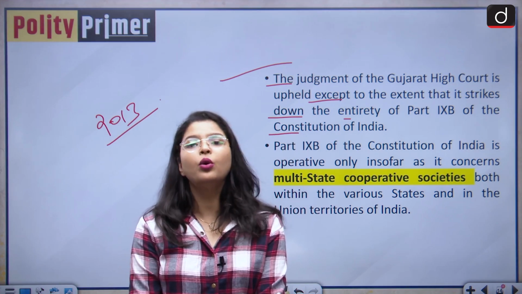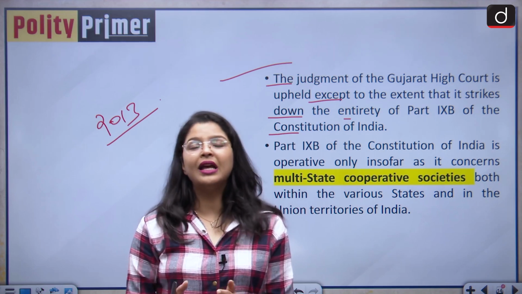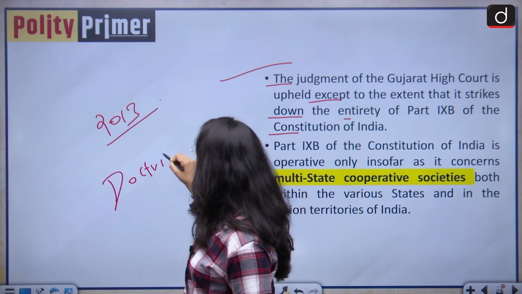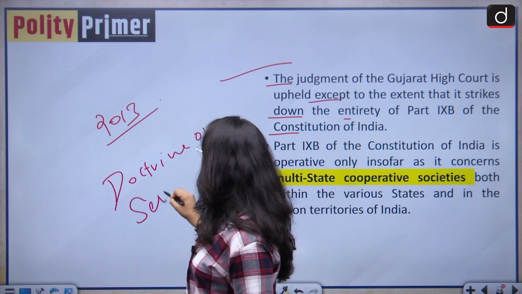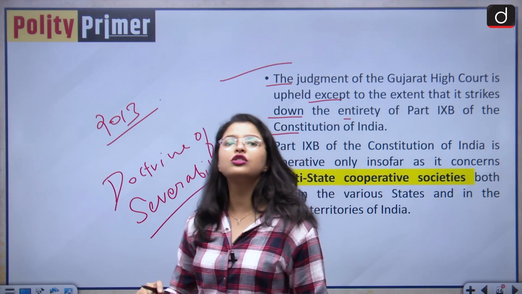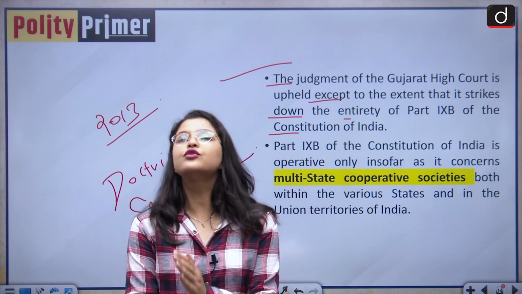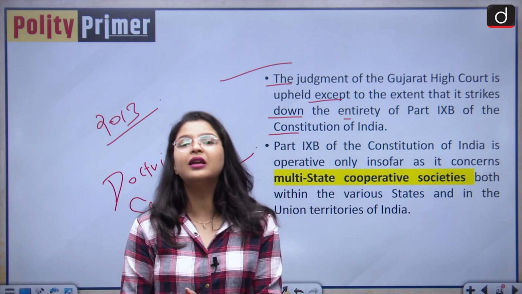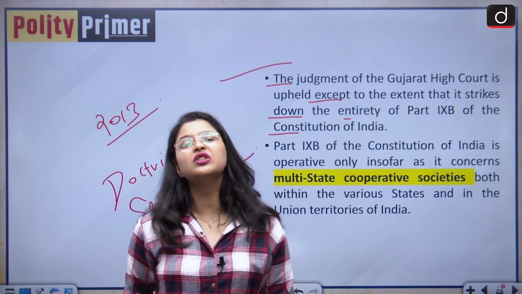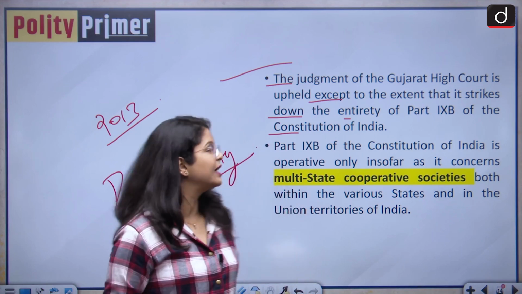But the Supreme Court said that no, the fundamental right and the directive principles of state policy are recognized as constitutional. They applied the doctrine of severability. It also said that yes, Part 9B will be applicable to the multi-state cooperative societies as far as the Parliament's powers are concerned. But if you talk about the incorporation, regulation and the other provisions related to the cooperative society, they fall exclusively in the hands of the state government.